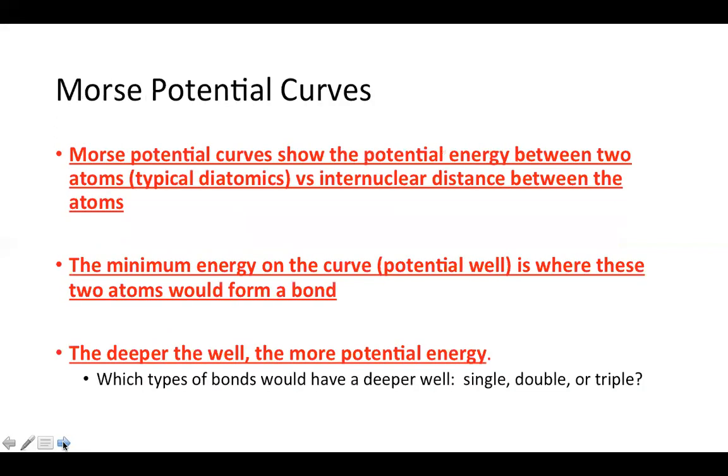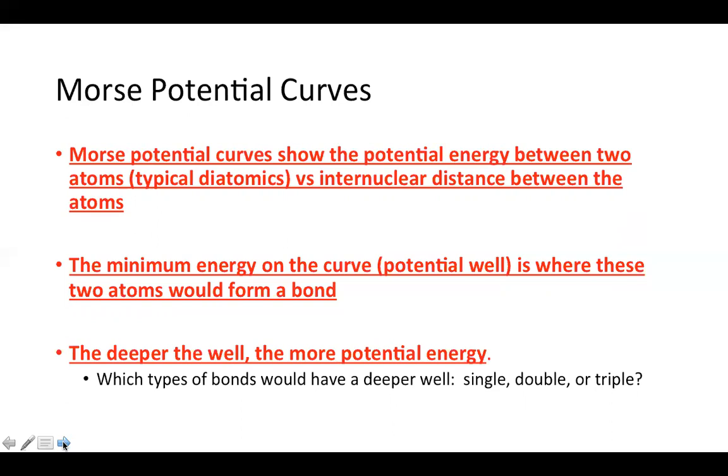All right. So next topic is Morse potential curves. These curves kind of look funky, and I'll show you some examples of these curves. But what it does is it shows the potential energy between two atoms, so potential energy would be on the y-axis, versus the internuclear distance, so the distance between the nuclei of those atoms, and that will be plotted on the x-axis. Usually these curves are used for diatomics.